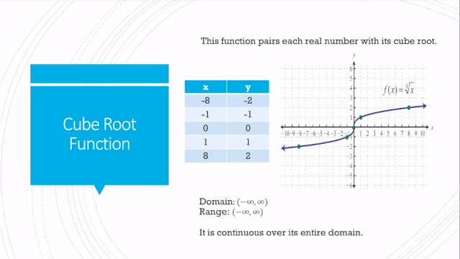Here I have a cube root function. It pairs each real number with its cube root. Remember that the cubes of negatives are also negative. So if I took the cube root of a negative, that's going to give me a negative as well. The cube root of negative 27 gives me negative 3, etc. So its domain and range are negative infinity to positive infinity.